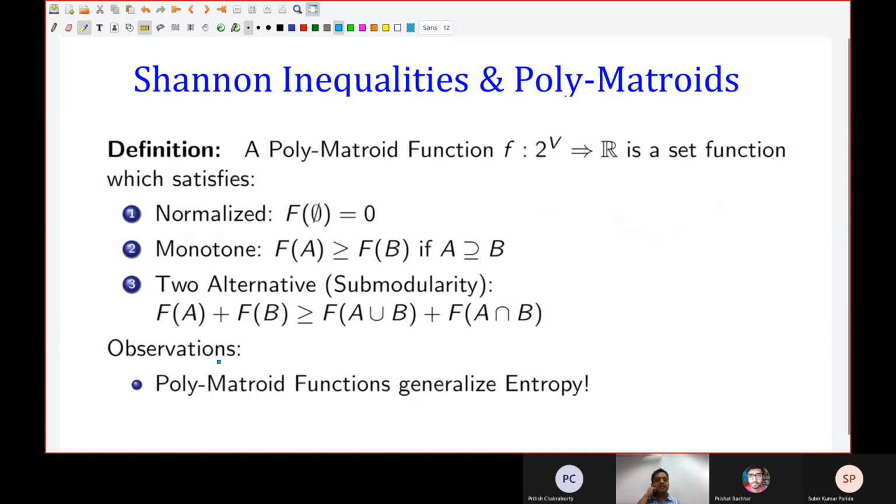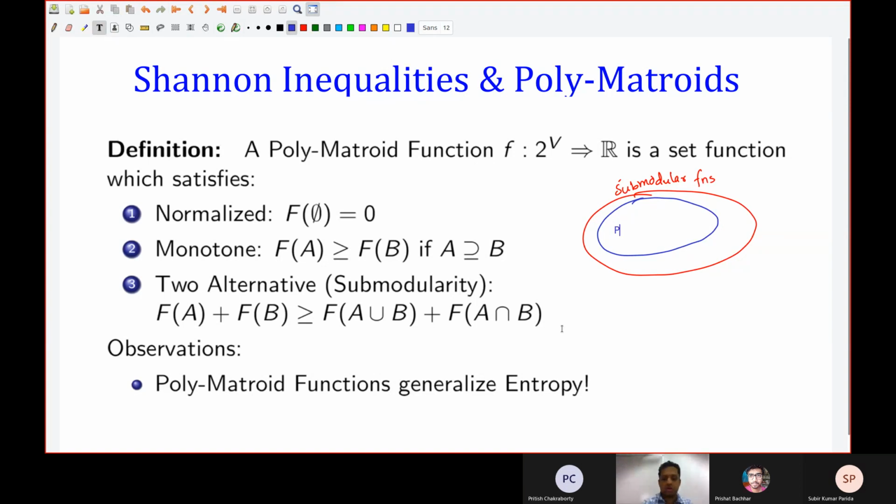But there is another interesting thing. One might be wondering, are there other functions that behave like entropy? So there seem to be polymatroid functions. See, submodular functions in general need not be monotone. They need not be normalized, and the submodular function on the empty set need not be zero. So think of a huge set of just submodular functions, and a subset of that is what is now being talked about as polymatroid functions. And I'll tell you why matroid. It's related to matrices.